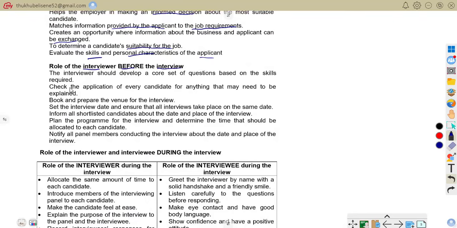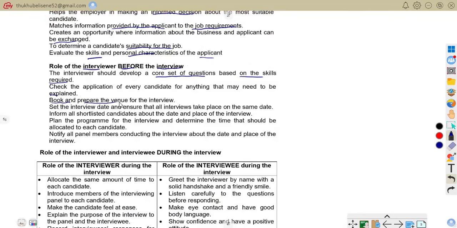Before the interview, the interviewer should develop a core set of questions based on the skills required. So he must make sure that he prepares the questions that he's going to ask the interviewee. Those questions must be based on the skills that are required for the post. Check the application of every candidate for anything that may need to be explained. So we have to go through those applications and try to find out where clarity is needed, so that during the interview you are going to ask for that clarification.